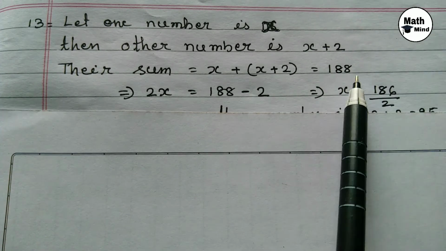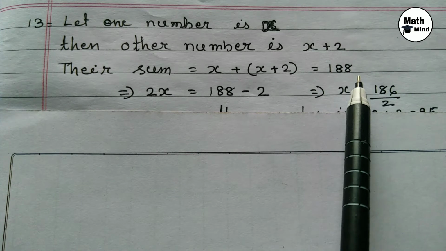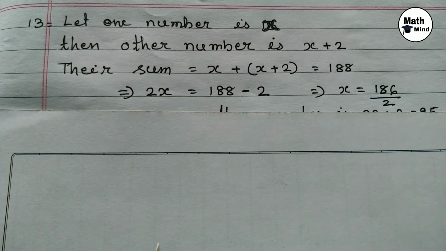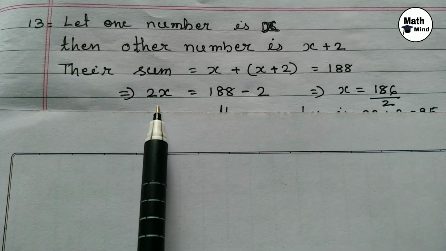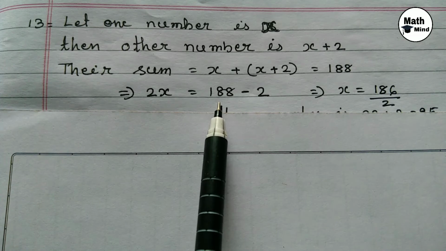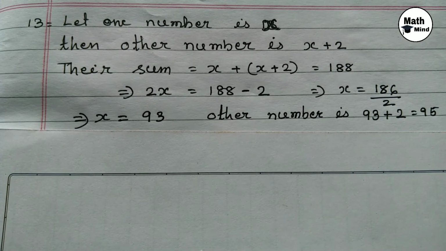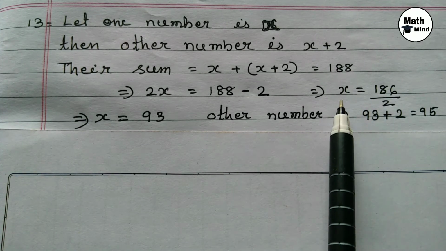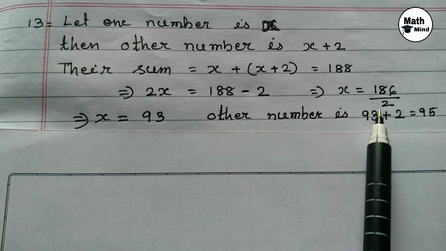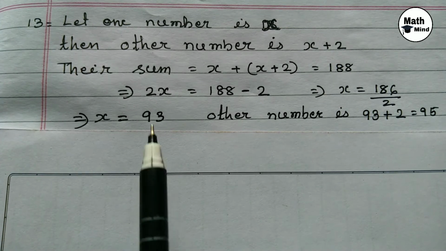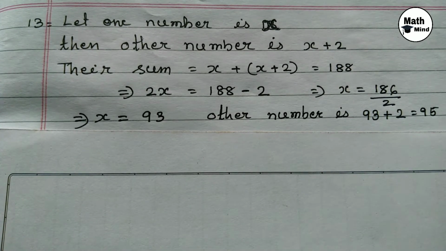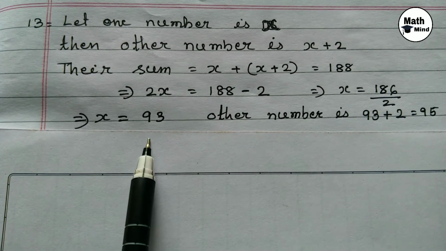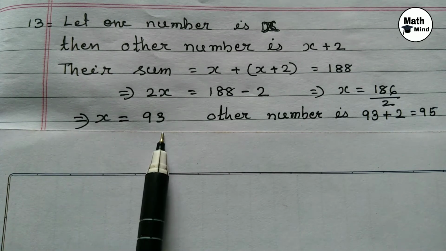It is given. Taking 2 to the right hand side and simplifying the left hand side, 2x equal to 188 minus 2. 188 minus 2 equal to 186. x equal to 186 by 2. Taking 2 to the right hand side, x equal to 93. Hence one number is 93.